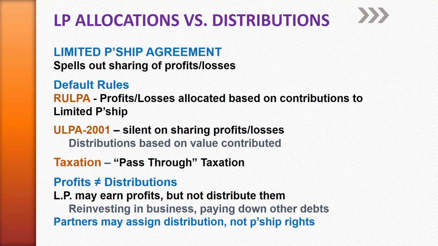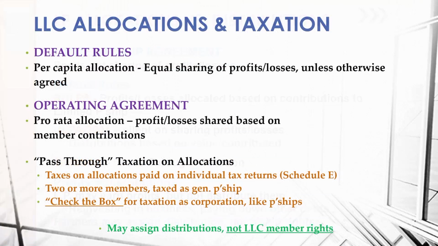Pass-through taxation, same idea. You're doing it on your individual tax returns. And then you've got the same idea of profits doesn't equal distributions. You could earn profits in the limited partnership just like the general partnership, but not distribute them. And again, you can assign your distribution, but not your partnership rights. That's the same between the general partnership, the RLLP, the LLP, and the limited partnership. So it's all pretty much, there's a lot of overlap here, folks, between the different business entities.